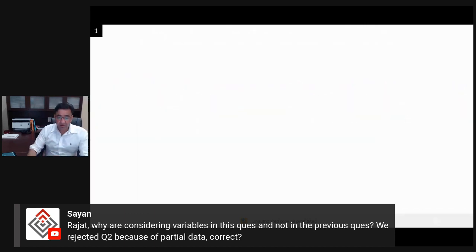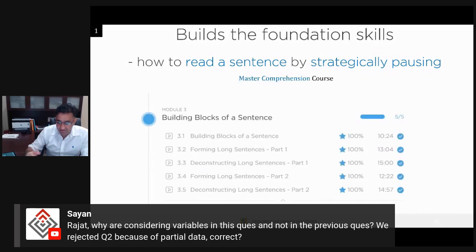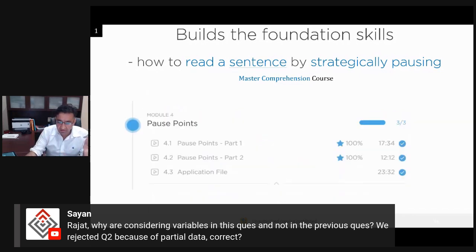So how do you go about doing this? The first thing is learn how to strategically pause and understand how a sentence is built. How do you deconstruct a long sentence to understand its meaning, and just have those basics in place. The second thing is understand where you need to pause to be able to deconstruct over there.